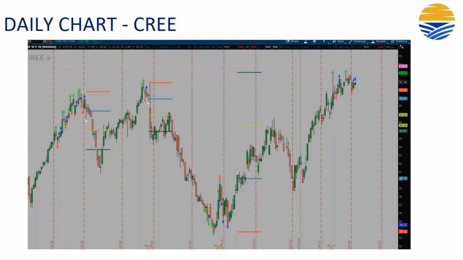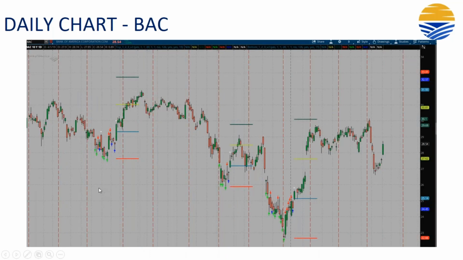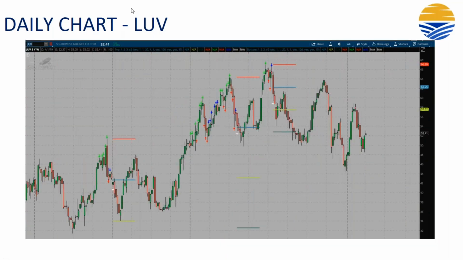Here's a daily chart of Bank of America. Long, long, long. Daily chart of Love, LUV, Southwest. Here's a short hitting TP1 to the tick. Here's a short, whoops, bad trade, that's a loser. We get another chance to get short up here.